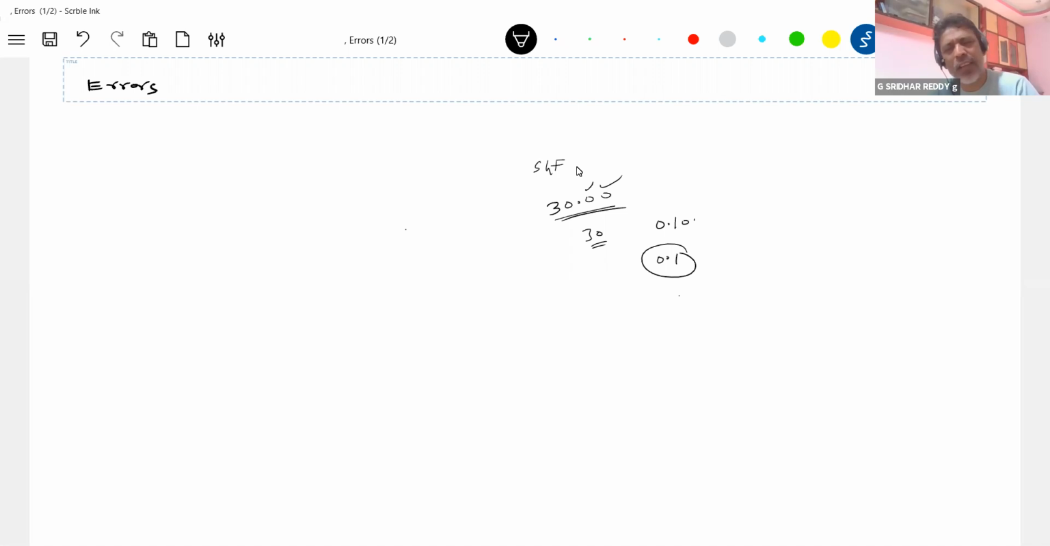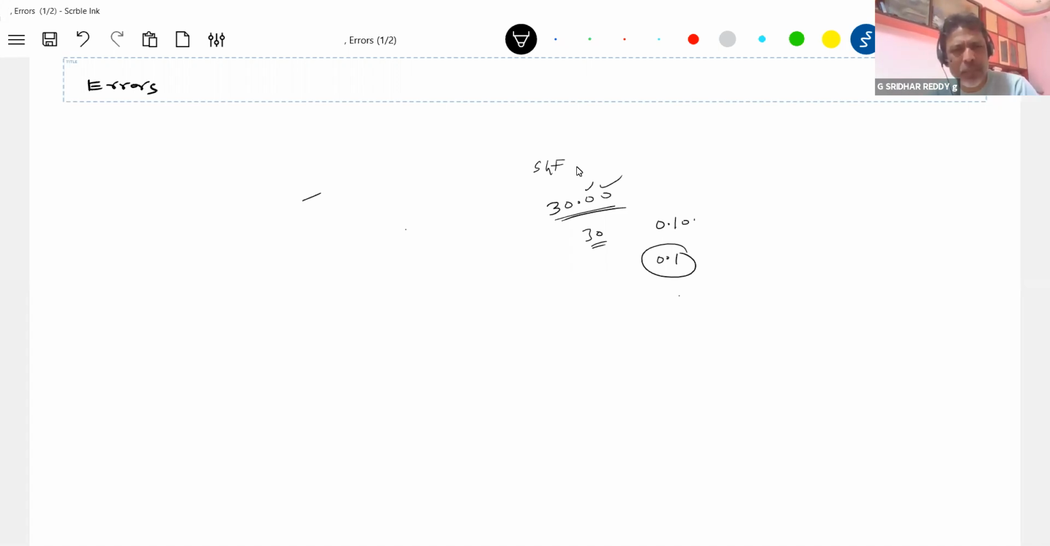Errors: always when we do any experiment, there will be errors. How to minimize that error? After that, we'll go for units and dimensions. With the help of units and dimensions, how can we use that idea? You might have already come across many physical quantities, and for them units are there. Further, if we focus on units and dimensions, is there any use of that?